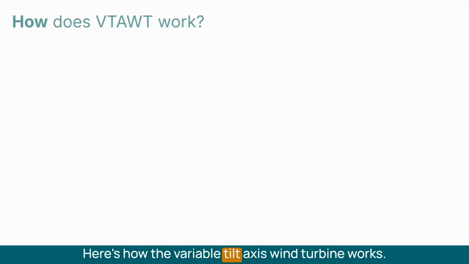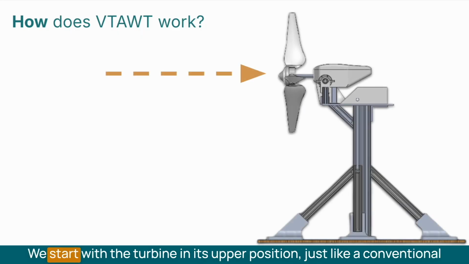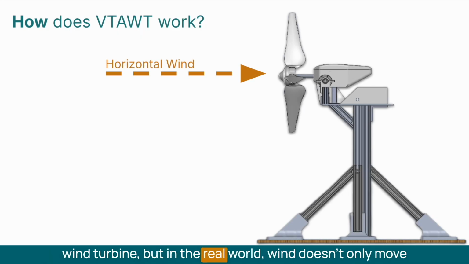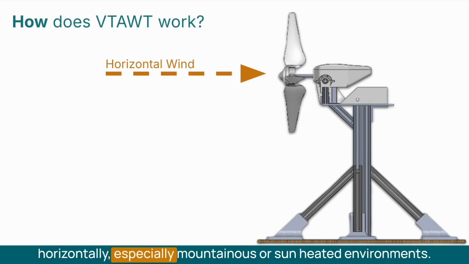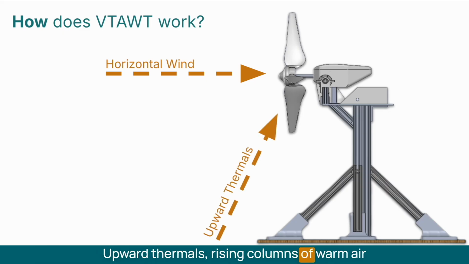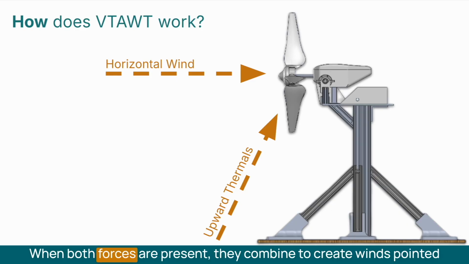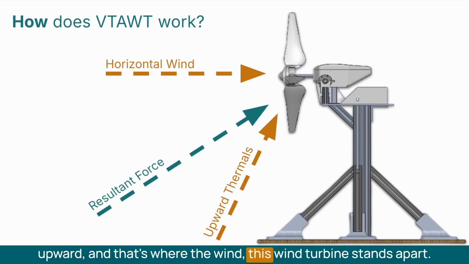Here's how the variable tilt axis wind turbine works. We start with the turbine in its upright position, just like a conventional wind turbine. But in the real world, wind doesn't only move horizontally, especially in mountainous or sun-heated environments. Upward thermals, rising columns of warm air, are a major untapped source of wind energy. When both forces are present, they combine to create winds pointed upward, and that's where this wind turbine stands apart.